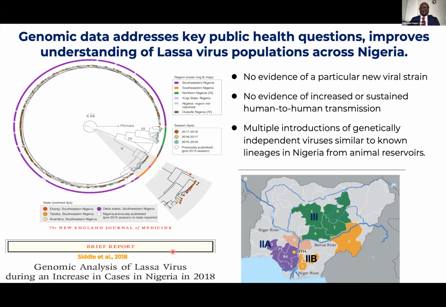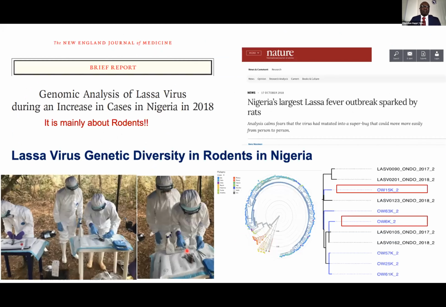So we had this nicely published in New England Journal of Medicine, but then this really helped us not only to address key public health questions, but also understand Lassa viral population circulating across Nigeria. And what really was important about our finding was the fact that it was mainly and all about rodent. So we understood clearly that this research was driven by the animal reservoirs, and then we had this nice publication both in Nature and then in New England Journal.